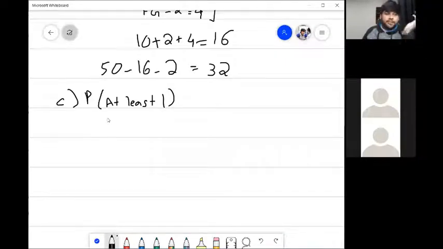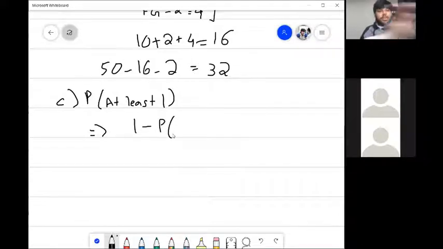But one thing I've learned as a hack in probability courses particularly is, if they said at least one, right? It's an easier method if you take one minus. So usually with at least statements, if I have to rearrange this, what does this probability statement turn into? One minus the probability of someone not taking any course, right?